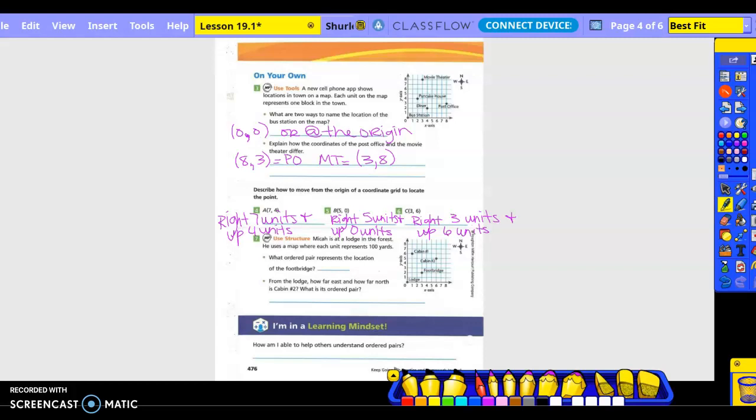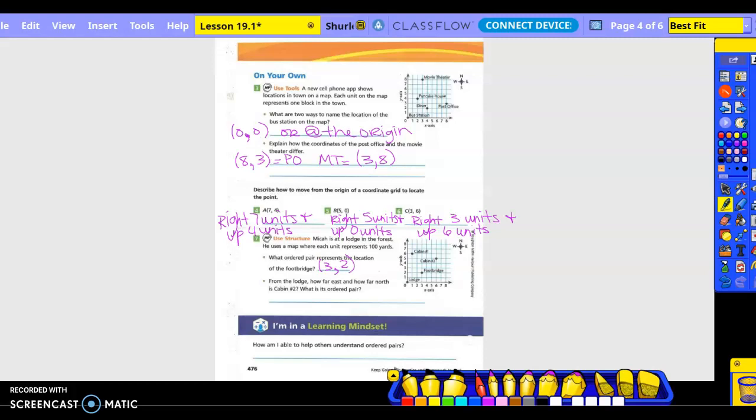Okay. Number 7, use structure. Micah is at a lodge in the forest. He uses a map where each unit represents 100 yards. What ordered pair represents the location of the footbridge? So I go what? Over 3, comma, up 2. So right 3, up 2.